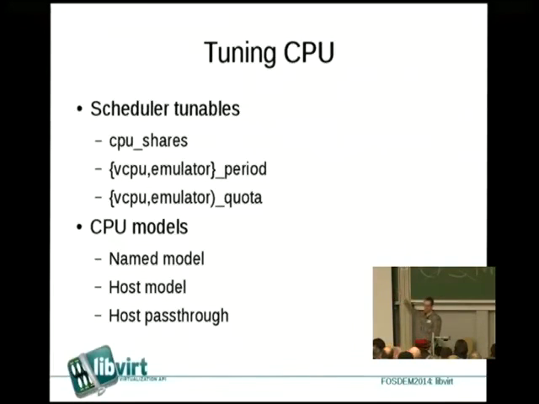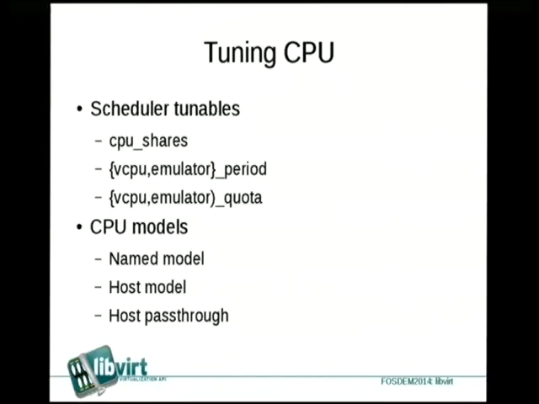And once you've set up your cgroups, there's a whole bunch of performance tunables that become available to you. You can set up relative CPU weighting, which is the CPU shares tunable, or you can set up absolute time slices, and those are done by setting a quota and a period. Those are both in microseconds, if I remember rightly.